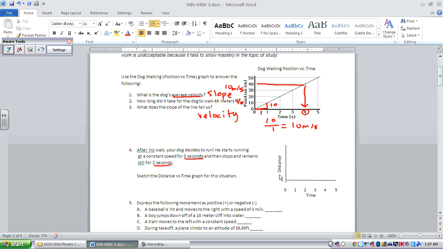The fact that they tell you he's at a constant speed, though, means that we're going to have a straight line. You remember this from our interpreting PVT graphs. And we're going to have a straight line till about 3 seconds. There's no curve to this, right? It's just a straight line. That's constant speed. And then for the remaining 2 seconds, they say that he remains still, which means he's going to remain at that same position. So we're going to draw a flat line going across here, horizontal to the x-axis. So 3 seconds of constant speed, followed by 2 seconds of remaining still. So that's how that graph would look.